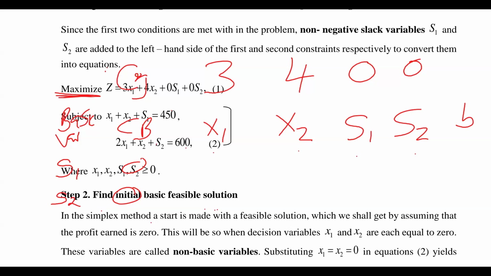You are confused between the CB and the basic variable. It's the same line. This is the first line, CJ. This is the second line. This is the third line. This is the fourth line. Like you put them in lines.